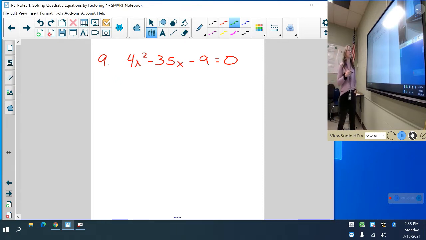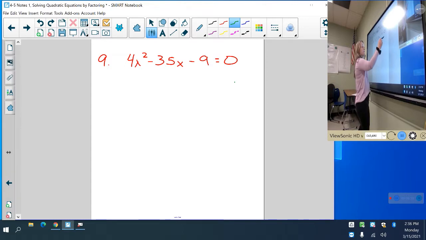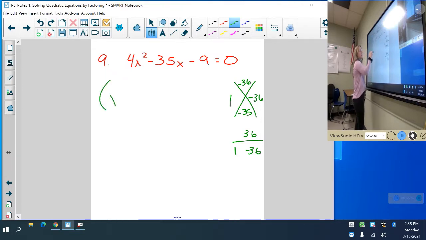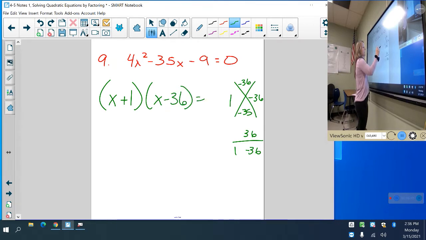4x squared minus 35x minus 9. Greatest common factor, negative out in front. I don't have any, so I'm going to go ahead and solve. 4 times negative 9 is negative 36. That adds up to negative 35. I know this one right away because I know it has to be 1 and 36. So I'm just not going to write the rest. Okay, 1 and negative 36 multiply to negative 36, but they add to negative 35. So I have x plus 1 and x minus 36.